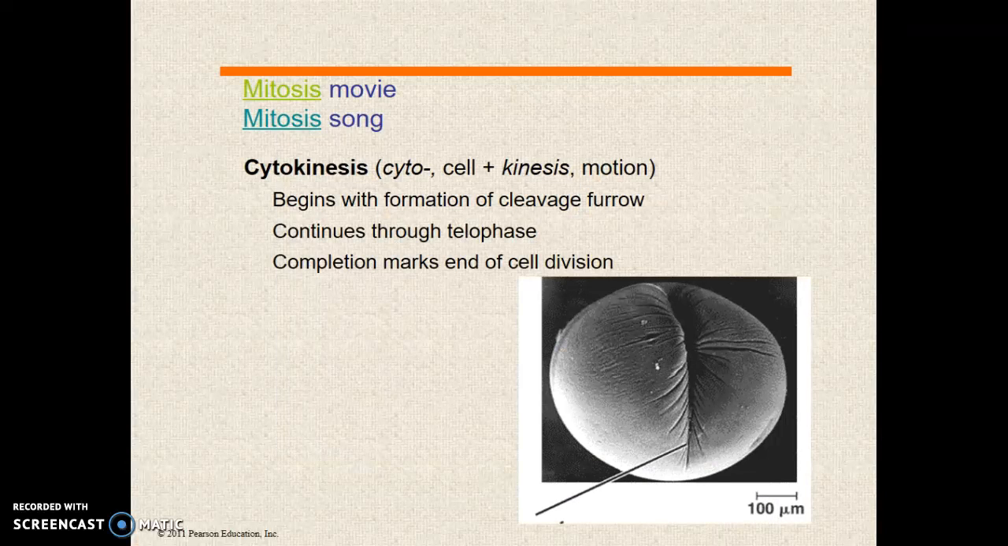The very last stage, cytokinesis, is the division of the cytoplasm, and in animal cells with a very soft and flexible cell membrane, we get what's called a cleavage furrow forming between the two cells. This often starts in telophase, continues through telophase, and at the end of cytokinesis, you will have 2 complete new cells.